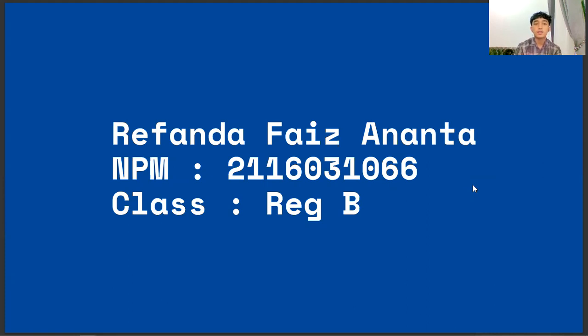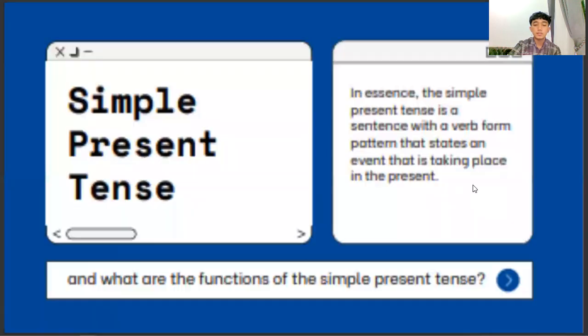My name is Refanda with NPM 211603106 from B class. At this time, I will present about simple present tense, present continuous, present perfect, and simple past tense. First is simple present tense.